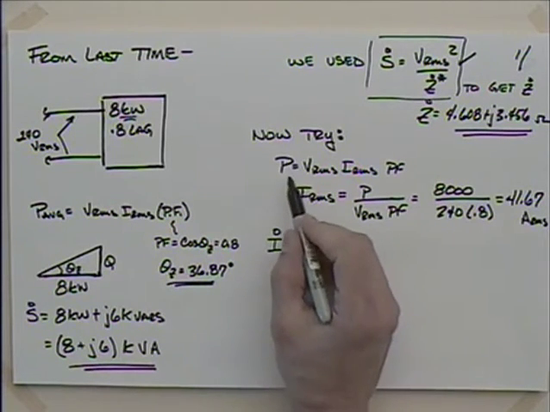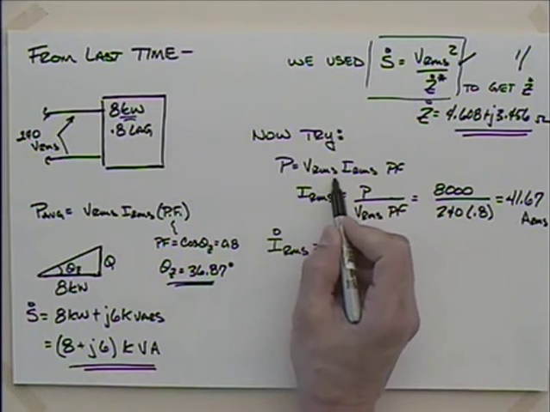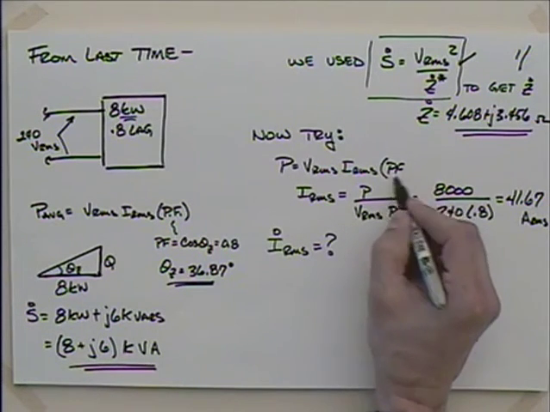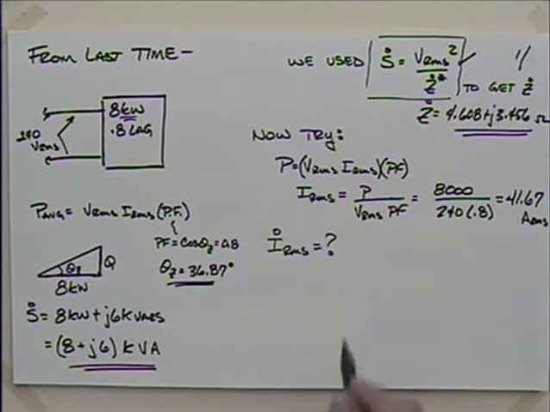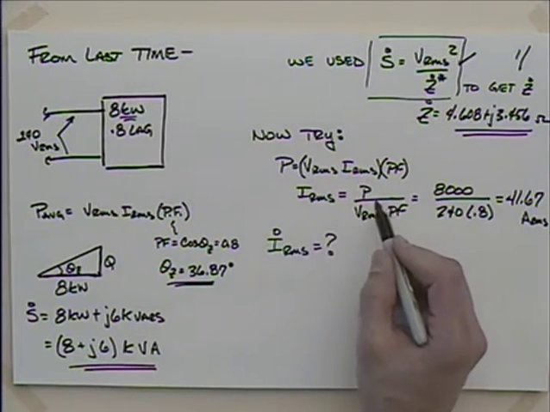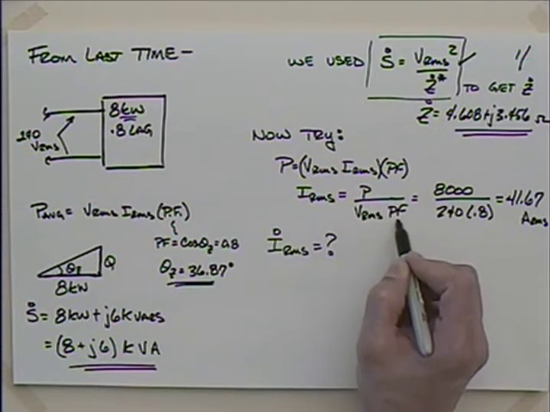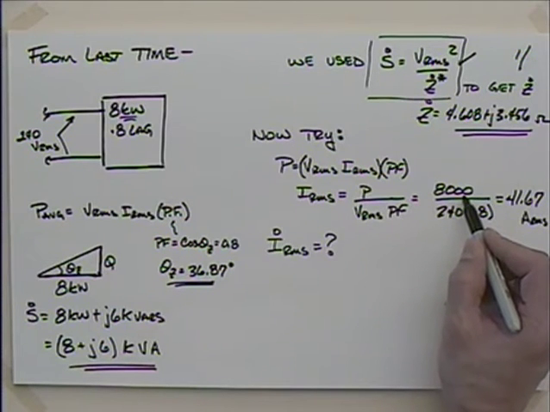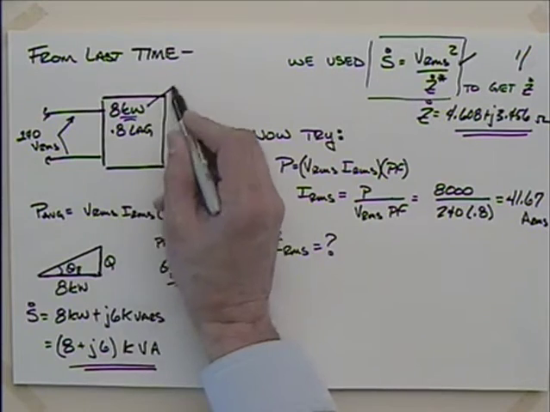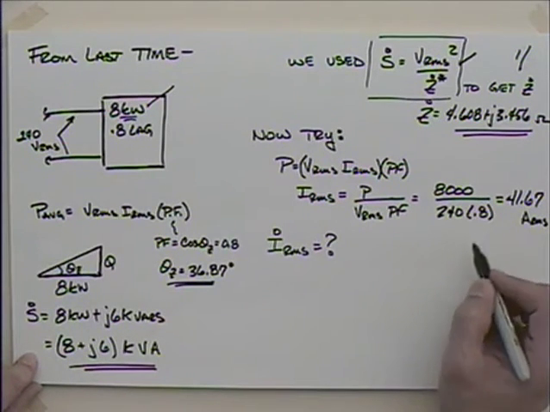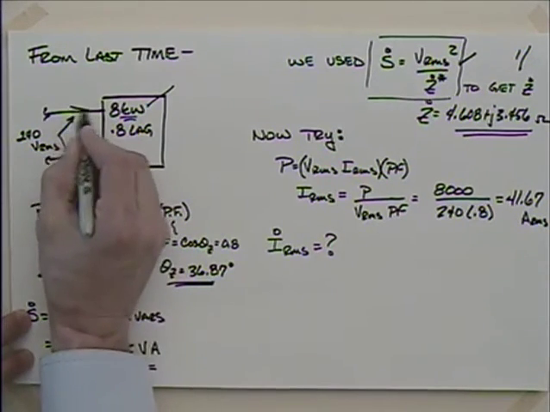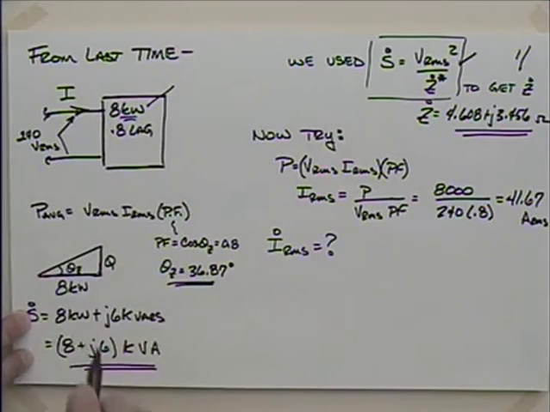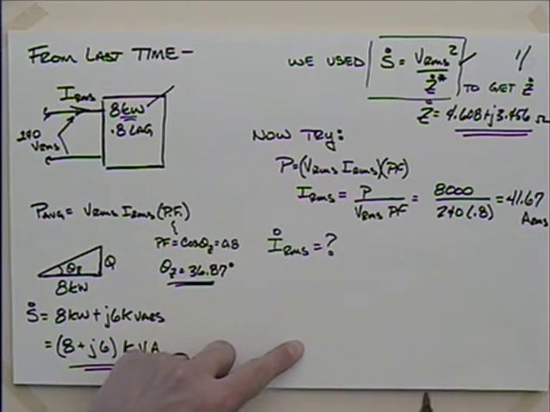So I go back to our equation where the average power is equal to VRMS times IRMS times your power factor, basically the apparent power times your power factor. And I rearrange that like we've done in the past, solving for IRMS, that's equal to the power divided by VRMS times the power factor. So I put the power, that was 8,000 watts, and then 240 volts RMS and the power factor, and we come up with 41.67 amps. So I know the magnitude of that current in RMS form is equal to 41.67 amps RMS.